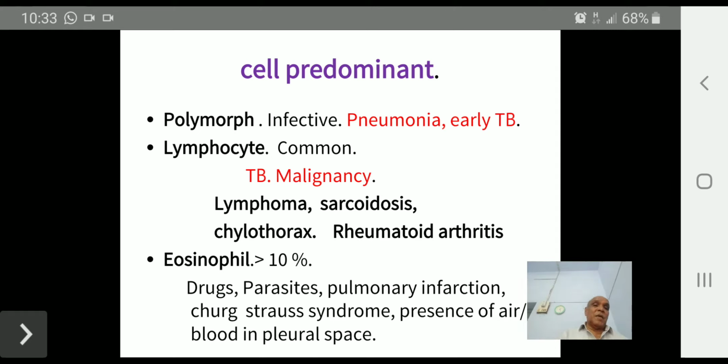If the eosinophil count is more than 10%, then we will think about drugs, parasites, pulmonary infection, Churg-Strauss syndrome, and presence of air or blood in the pleural space. During the tapping, some amount of air may go into the space, or some trauma to a vessel during the tapping may let blood enter the pleural space. Both give a high eosinophil count.